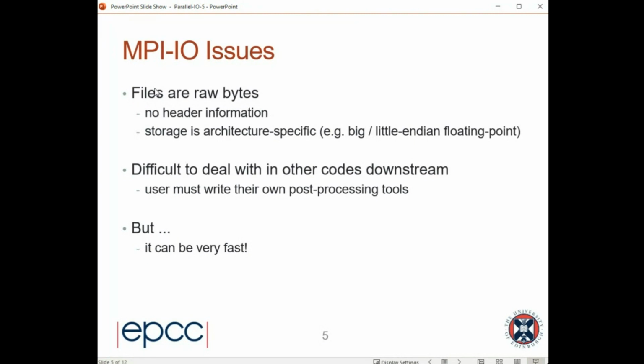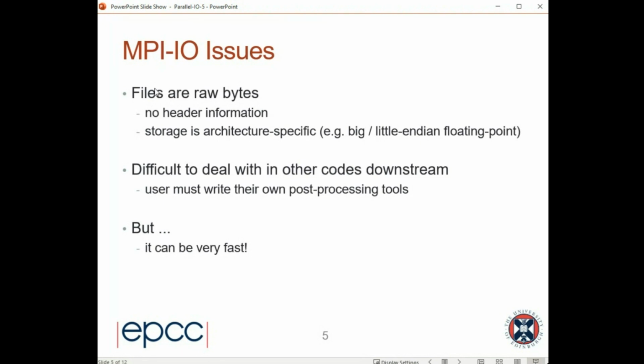This means it's difficult to deal with in other codes downstream. What I mean with this is that, if you want to visualize these files, you have to do it yourself, okay? Because you have to write your own post-processing tools. The advantage is it can be very fast, but it's good for checkpointing, but if you wanted to take this code offline, put it through a visualizer, for example, as a post-processor, your visualizer would just say it's a file of 64 gigabytes.